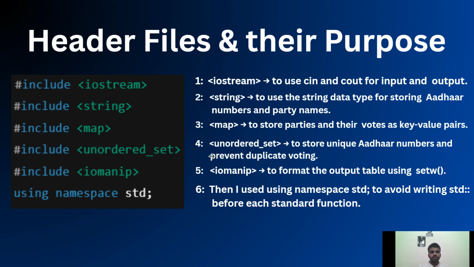The unordered_set library is the important library to find duplicate voting. I will show how it finds the duplicate voting in the code. And the fifth one is the iomanip library to format the output table to be readable by using the setw function. Then I used using namespace std to avoid writing std before each standard function. Now let's move to the next slide.